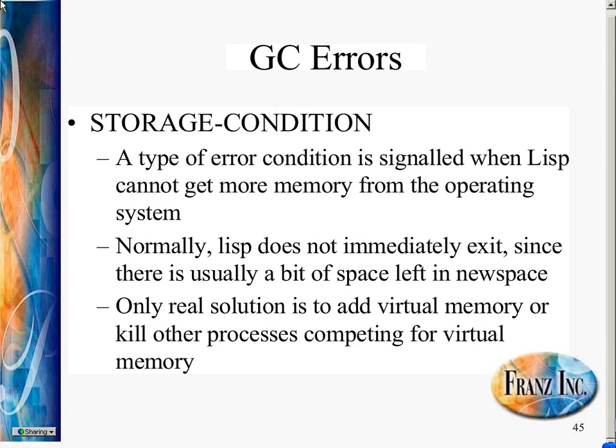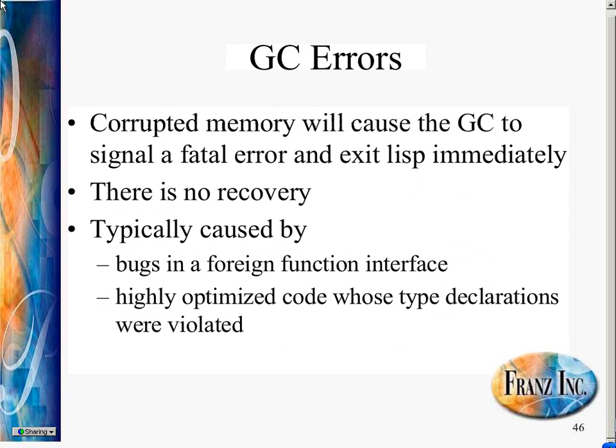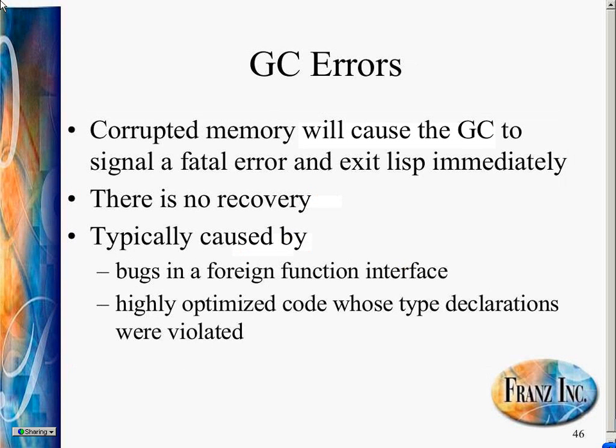But sometimes you get a GC error where the garbage collector discovers that it is confused. It has found an object which it does not recognize. And in that case, unfortunately, the only thing Lisp can do is stop, because it is in an inconsistent state at that time. And so then the question is, why did that happen? And the most common cause is corrupted memory, and corrupted memory is caused by bugs in the foreign function interface. Hopefully that means bugs in your foreign functions that you have loaded into Lisp.